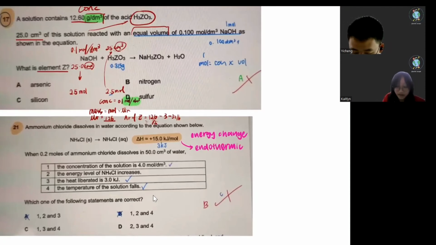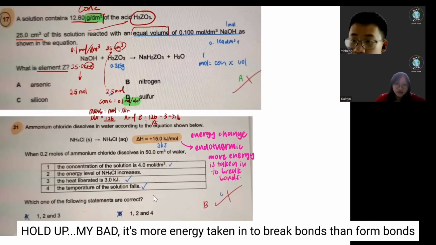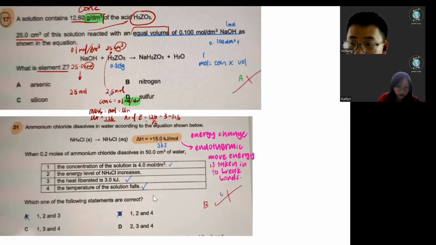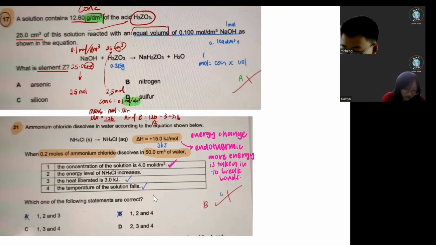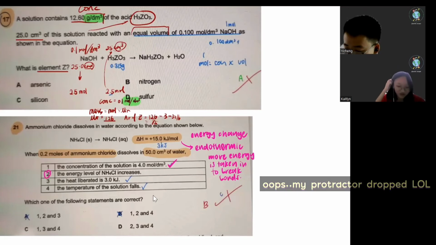So what does endothermic mean? Endothermic means that more energy is taken in to break the bonds than energy given out to form bonds. More energy given out is an exothermic reaction. So here we have an endothermic reaction, and we know that 0.2 moles of ammonium chloride dissolves in 50 cm cube of water. For option 1, they told us that the concentration is 4 moles per dm cube. So we press our calculator, 0.2 times 1000 over 50, and we realize that yes, the first one is correct. Next, option 2, the energy level of NH4Cl increases.